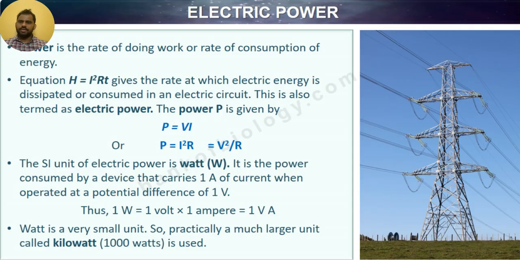The equation is H = I²Rt. This is the formula for heat. It gives the rate at which electric energy is dissipated or consumed in an electric circuit. This is also termed electric power. So power P is given by P = VI.